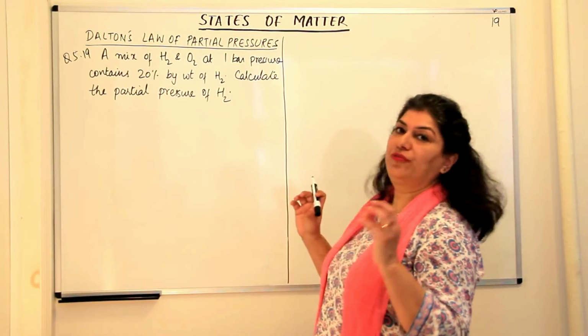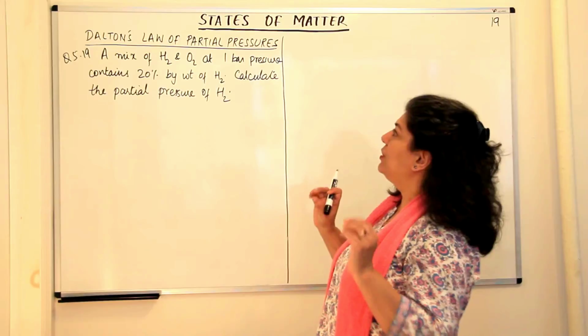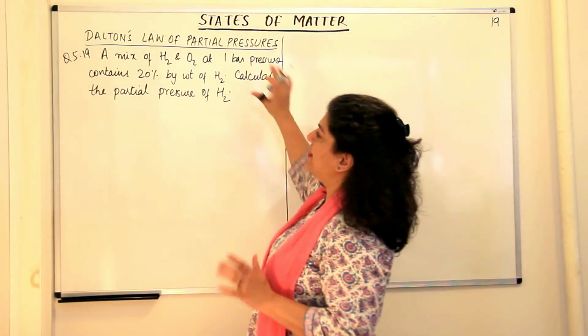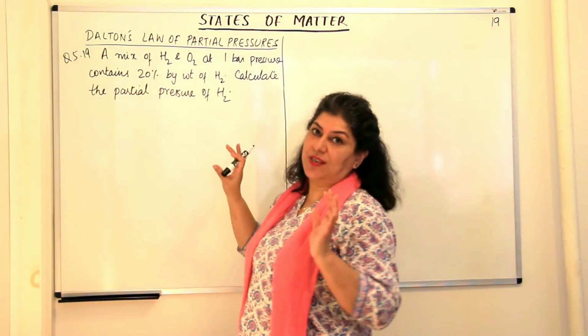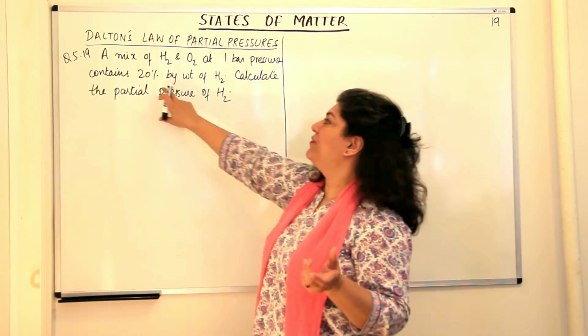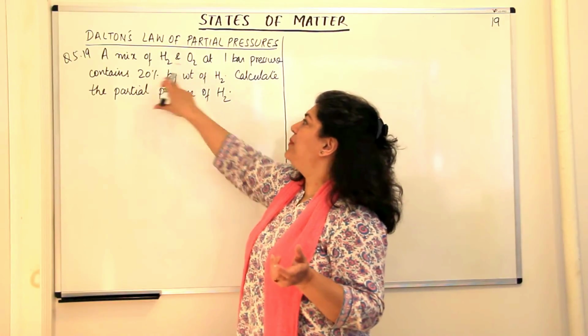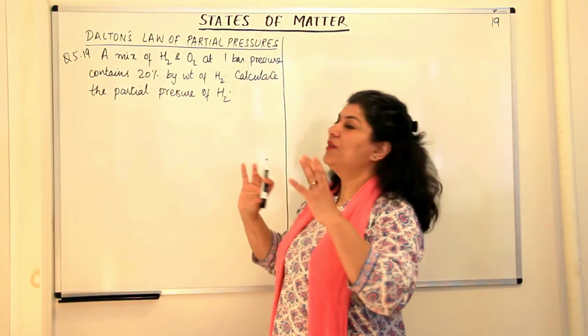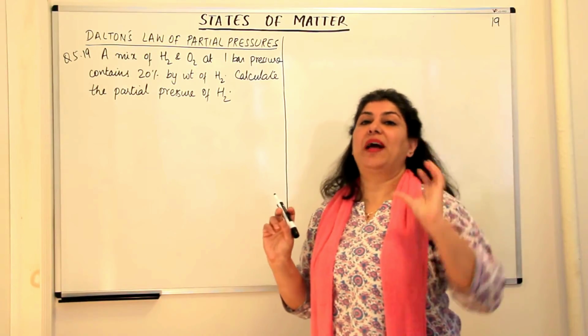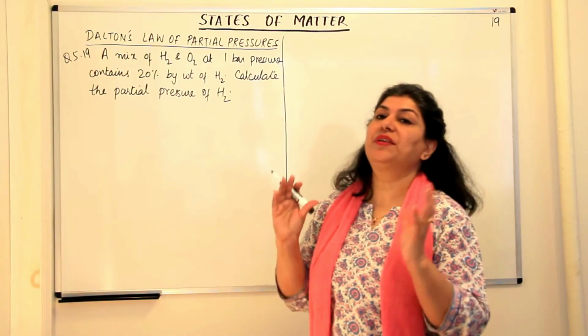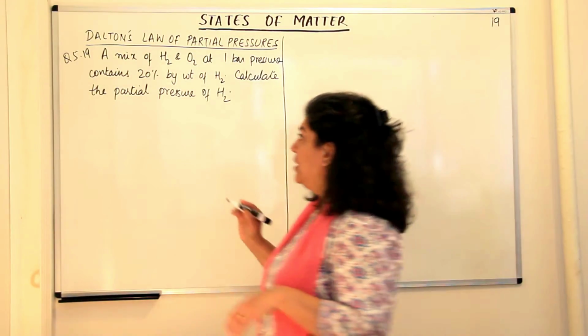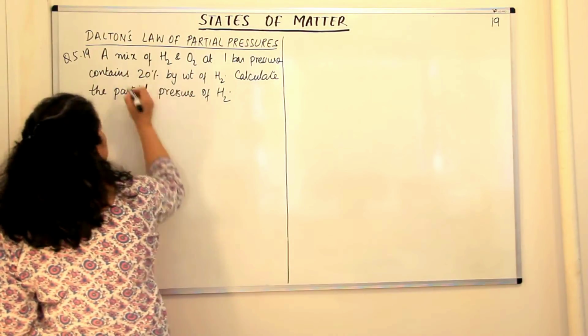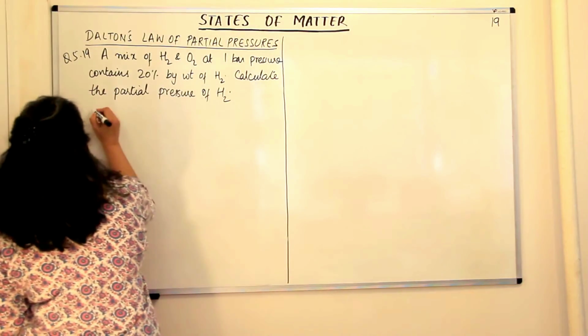You have a mixture of two gases and the total pressure is 1 bar, that is given to us, and the percentage of one of those is given. Obviously, if you have 20% of hydrogen, oxygen would be 80%. Let us convert the percentages into grams. Let us assume that we had 100 grams of the mixture of gases. So out of that 100 grams, 20% is hydrogen.